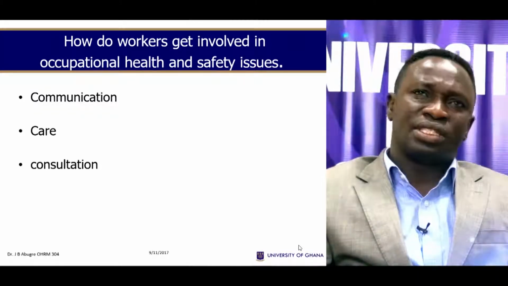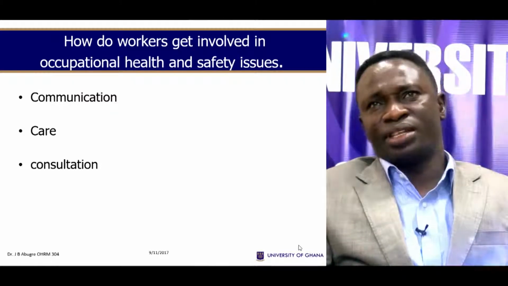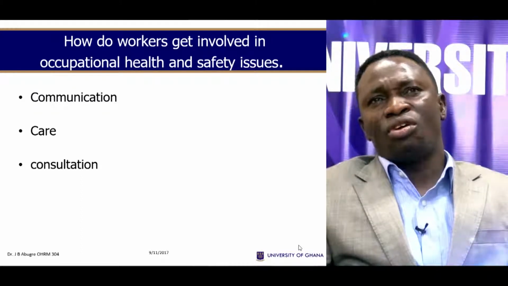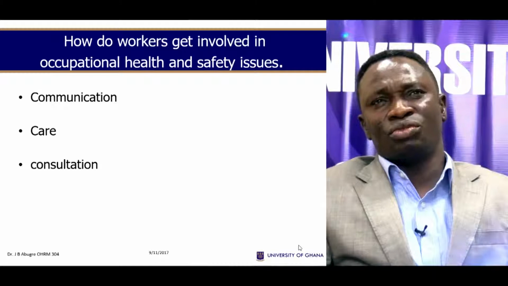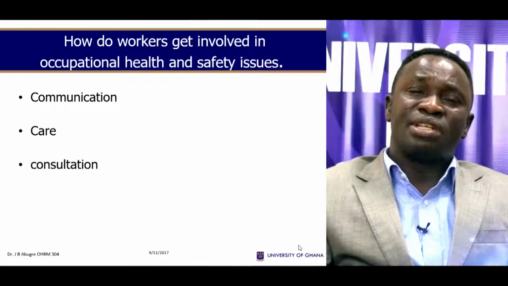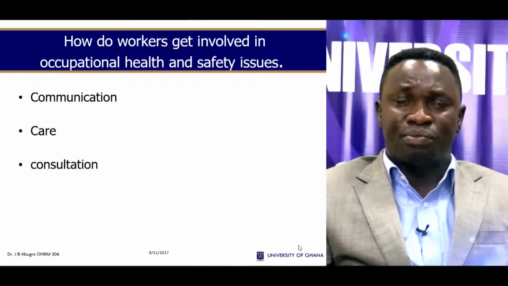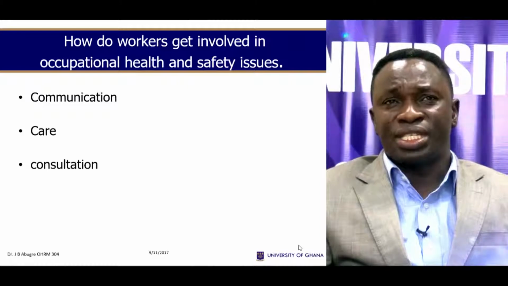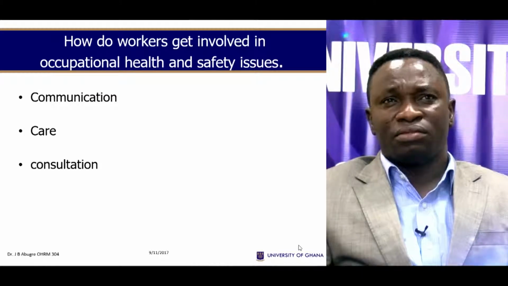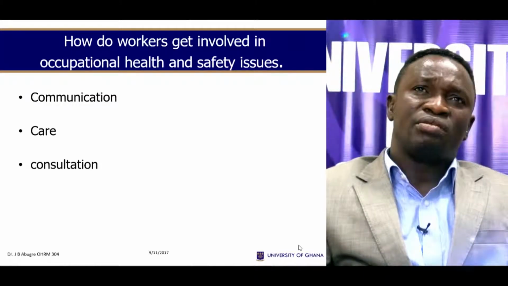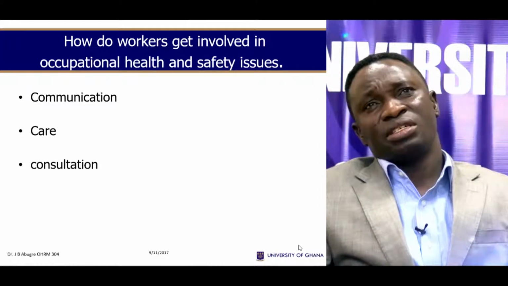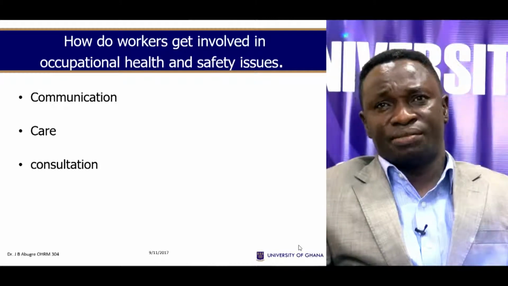There are three major factors that can help workers get involved. One is communication. Management needs to communicate all health and safety issues to employees. Second, care. Management must care for people who have experienced this and people who are yet to experience it. Must show concern and care for employees so that employees get involved. Third, consultations. Management must consult employees on issues of health and safety within organizations.